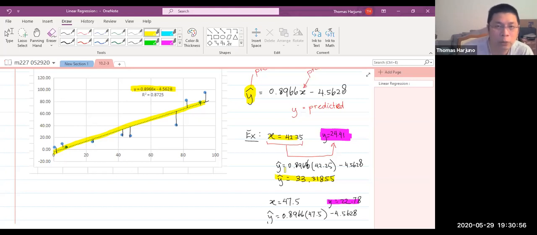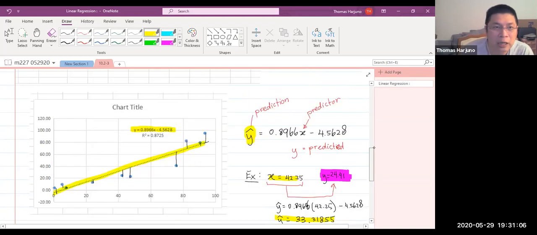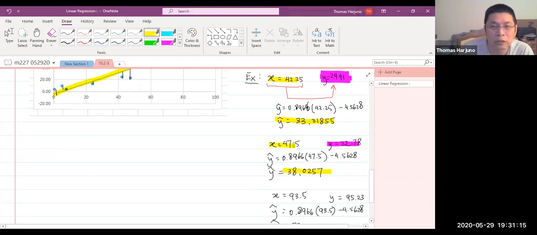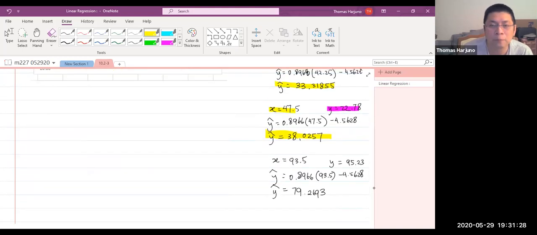Then after we wait, at the end of the semester, that person gets 24, which is even less than what we estimated. And I pick the second case when X is 47.5. After test 2, I use this regression line and predict this is what I get, and at the end of the semester, this is what happened. Now I pick the third case. According to the prediction, that person is supposed to get 79 something, and it turns out that person ended up with 95 something percent.